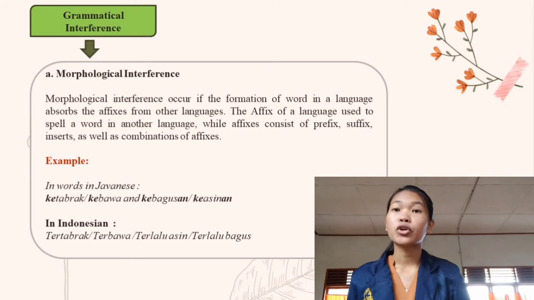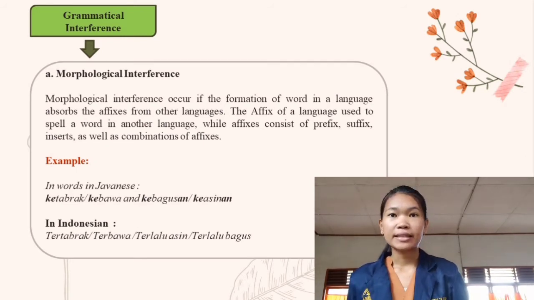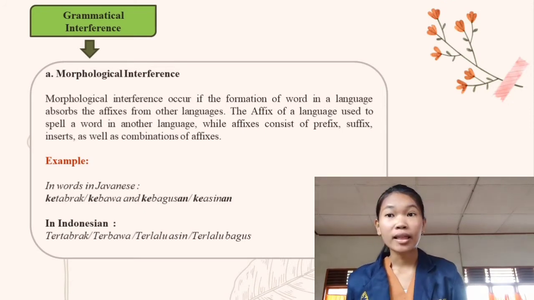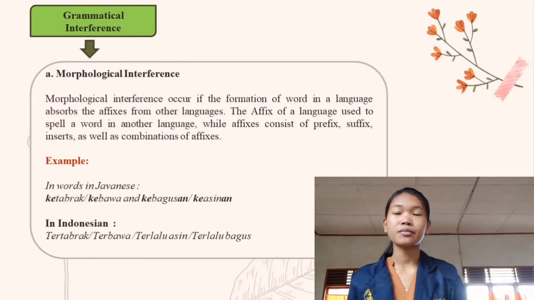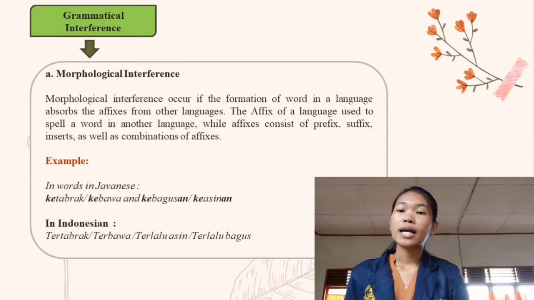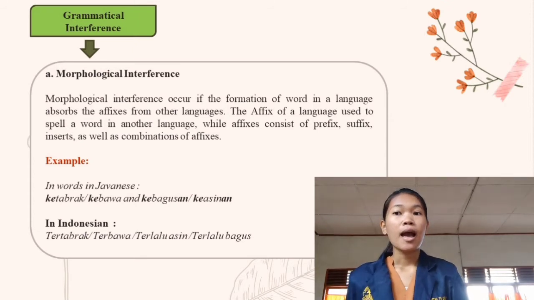Morphological interference occurs if the formation of words in a language absorbs the affixes from other languages. The affix of a language is used to form a word in another language, while affixes consist of prefixes, suffixes, infixes, as well as combinations of affixes. For example, in Japanese, ketabrak, kebawa, kebagusan, and keasinan. Meanwhile, in Indonesian, tertabrak, terbawa, terlalu asin, and terlalu bagus.